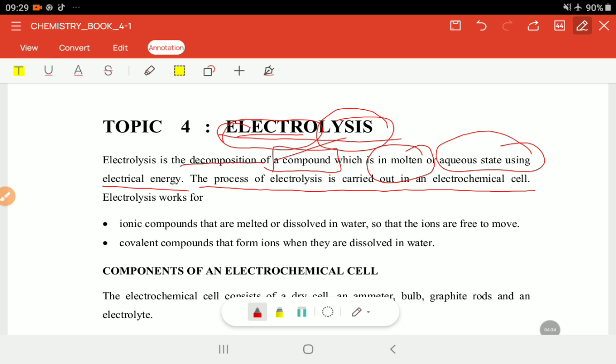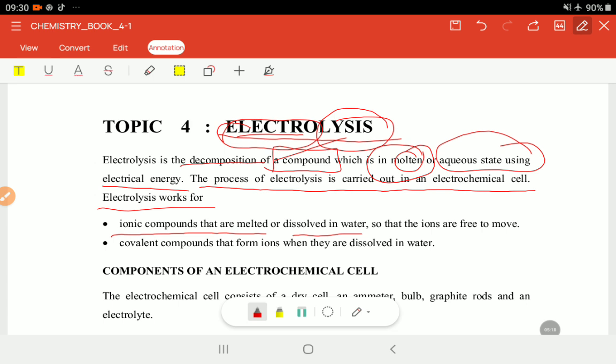Now, where does electrolysis work? From the definition, what are the things that allow electrolysis to take place properly? The compound should be split, should be decomposed, if electric current is passing through it. So electrolysis will occur where there are ionic compounds that are melted, as we saw, either in molten form, or dissolved in water.